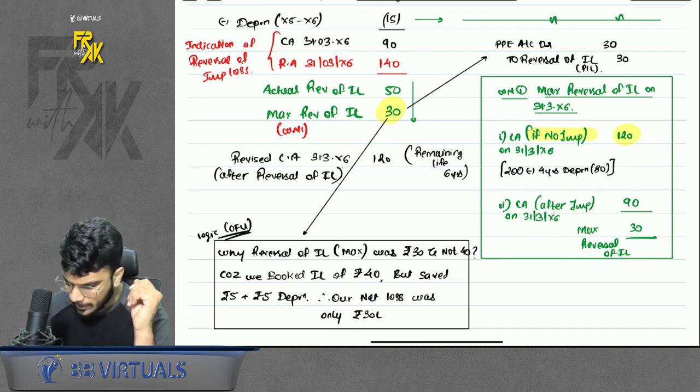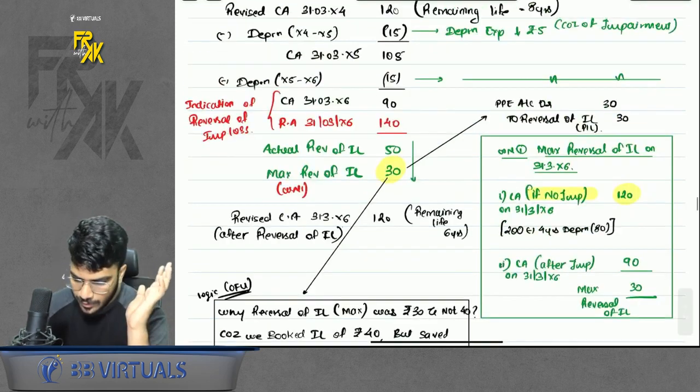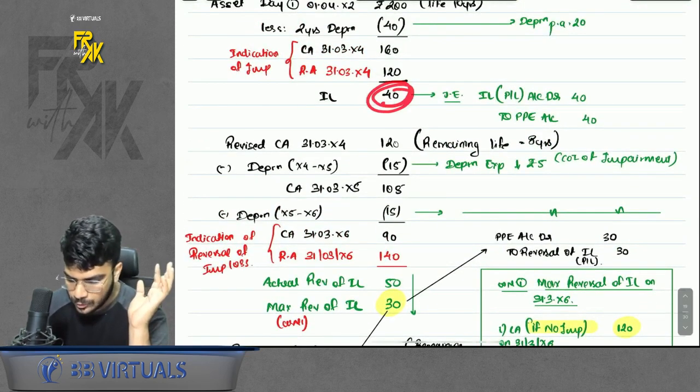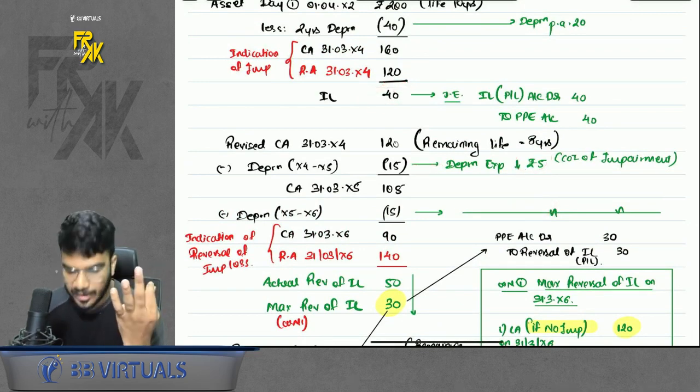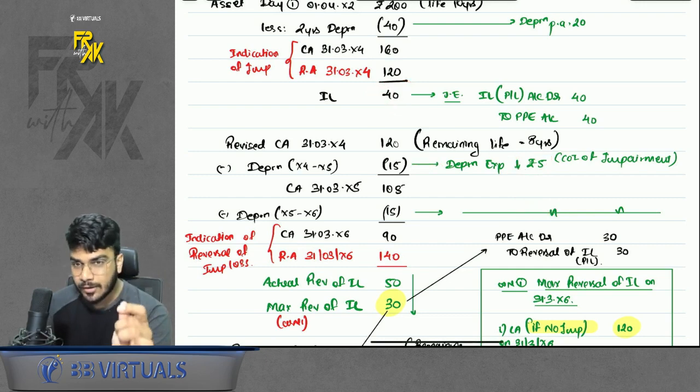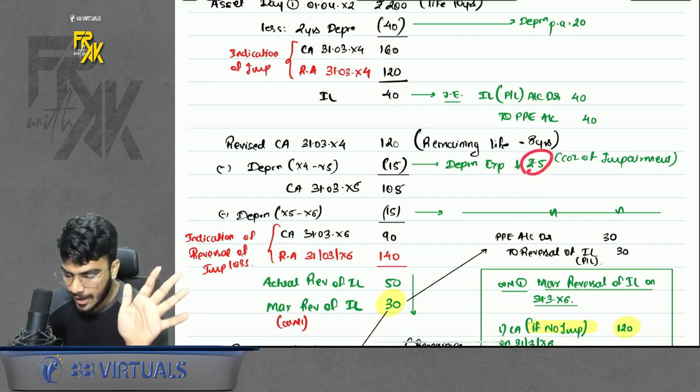Sir, why is it not 40, and why 30? The reason being, when you book a loss, you also save rupees 5 depreciation for 2 years. So your net loss was only 30. Why? You booked a loss of 40, but you saved depreciation of rupees 5 each year after booking the loss.